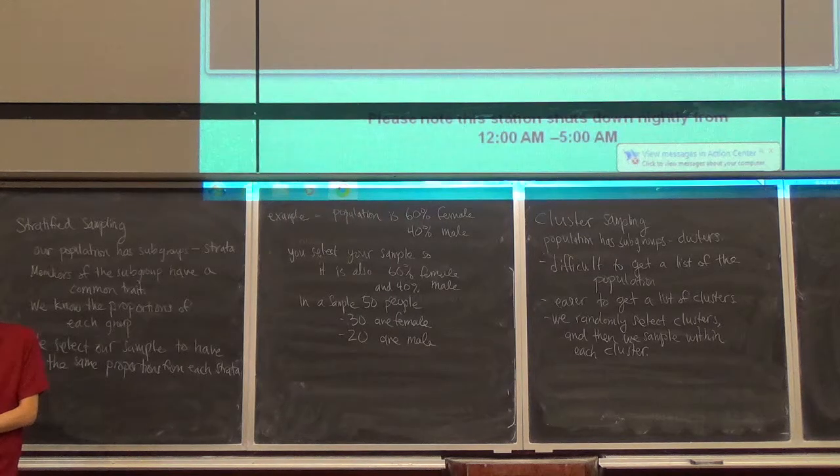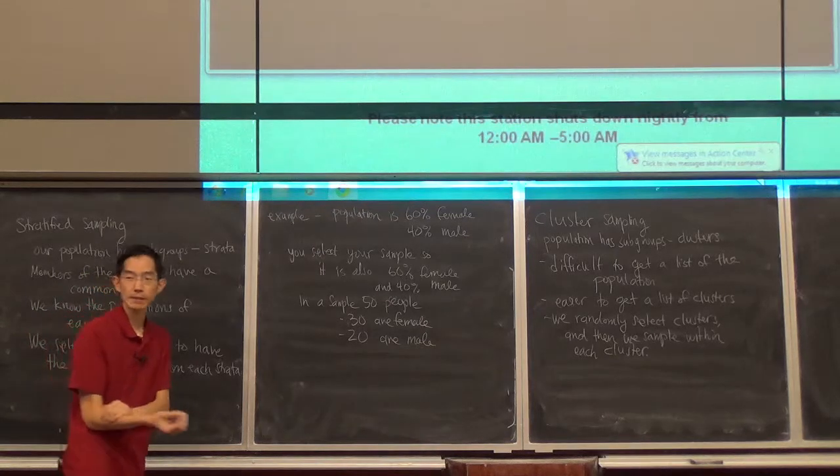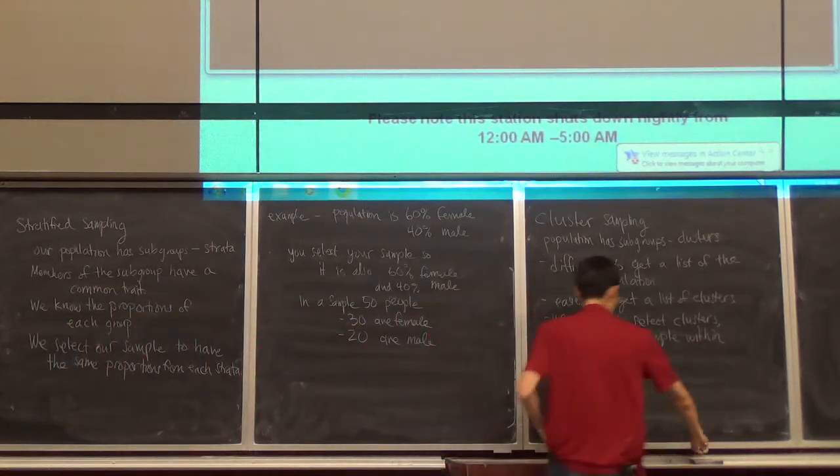So the clusters would be each church. So we get a list of all the churches, and then we randomly select maybe 20 different churches from that list. Once we have those churches selected, then we can perform sampling within each of the churches that have been selected. And that would be cluster sampling. Does that make sense? Here, I'll write that up on the board as well.